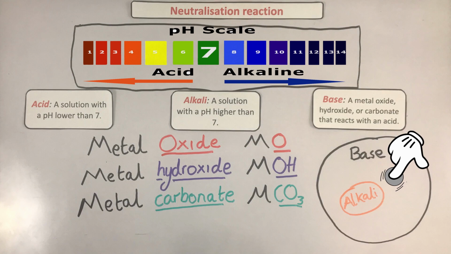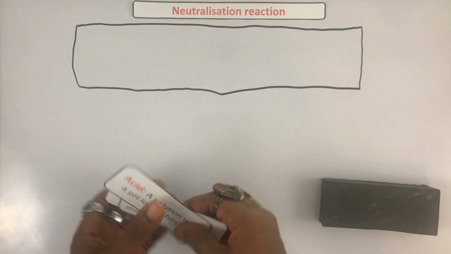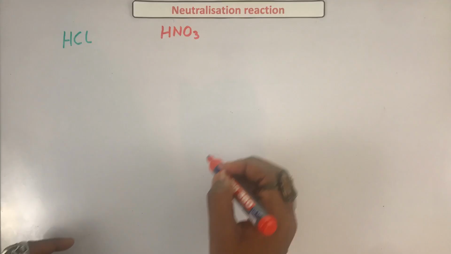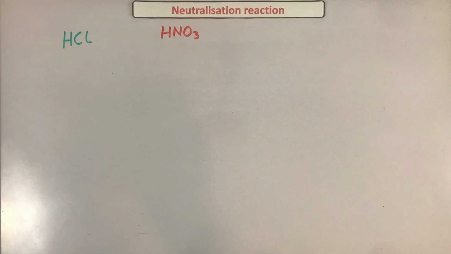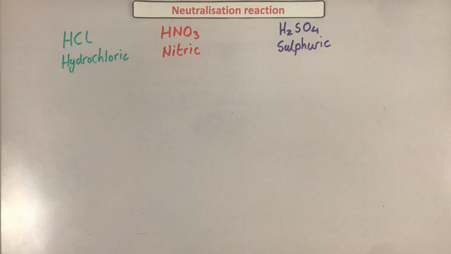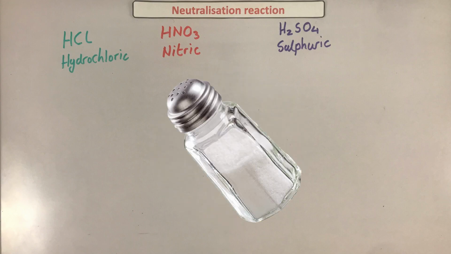Before I move on to the reactions, let's look at the 3 different types of acids that you need to be aware of. You have to memorize these. So first we've got HCl, which is hydrochloric acid. Then we have HNO3, the 3 is subscript, so that goes at the bottom. That is nitric acid. And then we've got H2SO4, and that one is sulfuric acid. You also need to know the salts that each of these acids make.